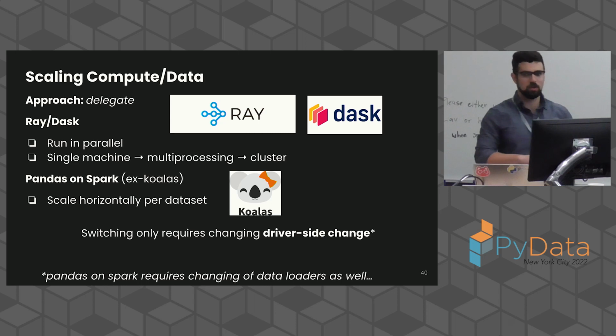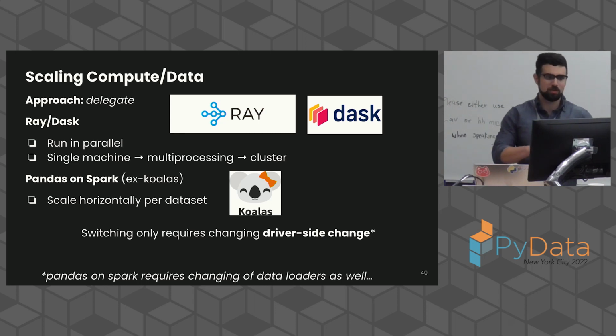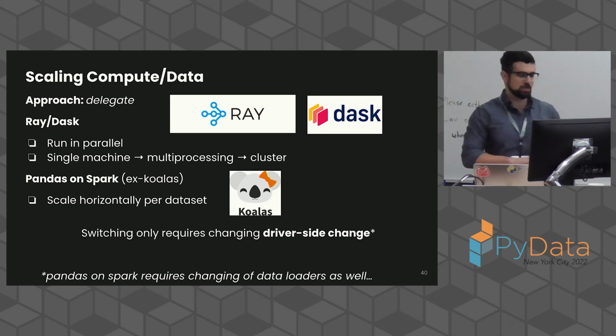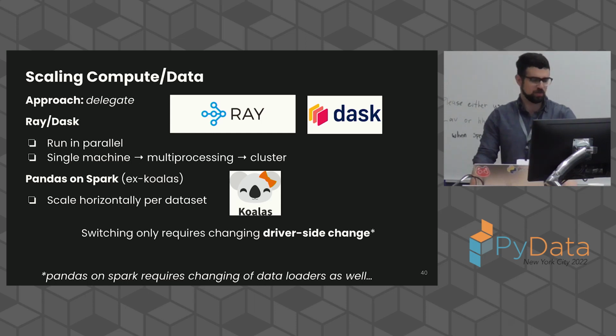I want to talk about how we've integrated Hamilton with Ray and Dask for parallelism, and with pandas on Spark. But there are a lot of different directions we're going here, so this one's sort of a call to action. Ray and Dask allow you to run in parallel. This is the parallelism side: take a single machine, scale it up to multiprocessing, and then scale it out to a cluster. Pandas on Spark allows you to scale horizontally for a data set. This used to be called Koalas, and they integrated it into Spark, the PySpark is right there.